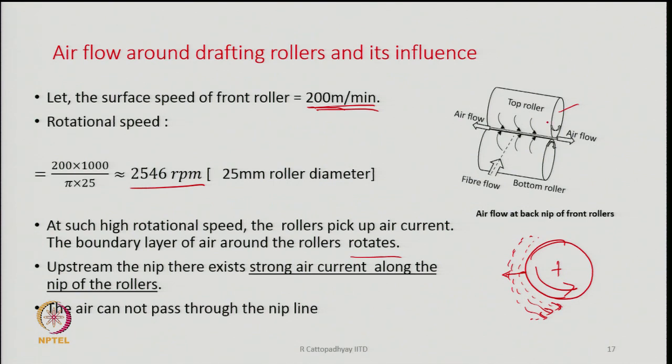So, this air current cannot really pass through the nip, and therefore, it will start moving along the nip as it is shown here. The airflow directions are now shown. These two air currents, which are quite powerful because the speeds are very high, meet at the back of the top and bottom rollers, and because they have no way to escape through the nip, they will move sideways to both sides, and this movement of air is going to disturb the flow of fibers.